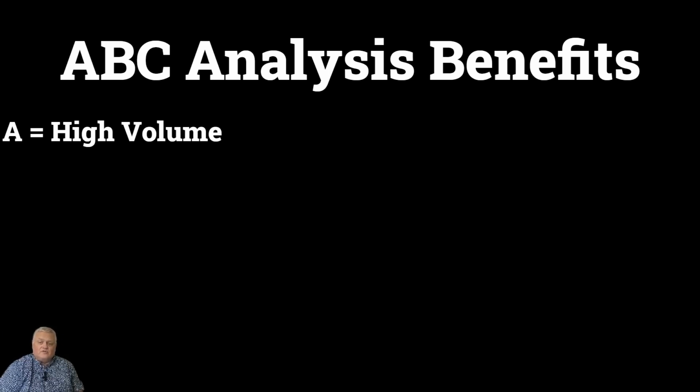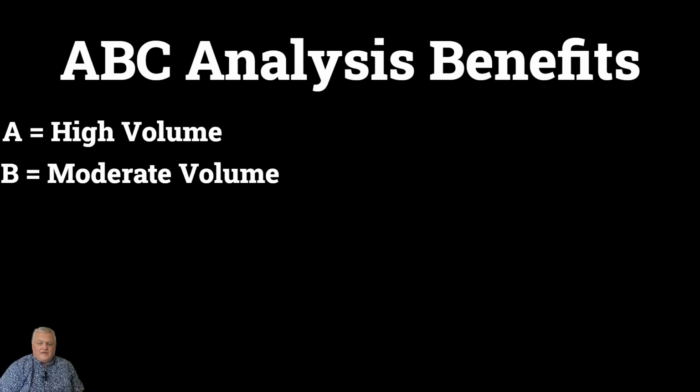These are the most critical items that generate substantial revenue. Managing category A items ensures a steady cash flow and uninterrupted production. Category B, moderate volume value items. These items hold moderate importance regarding volume and revenue. They require active attention to maintain a healthy inventory balance.